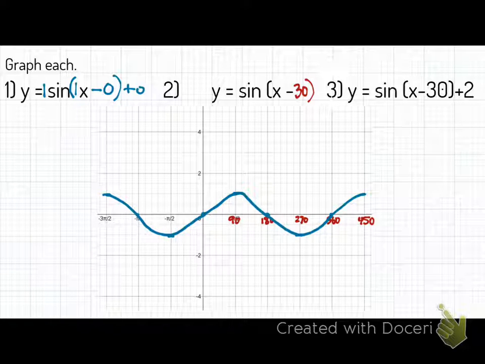Now, look at number 2. What's different about number 2? Turn to your neighbors and tell them what's different about number 2.